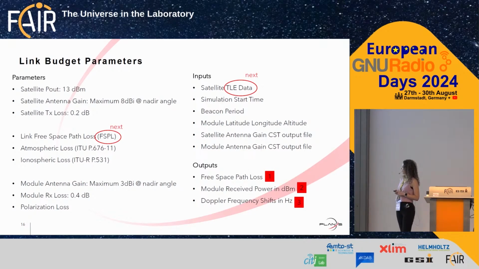The inputs are satellite TLE data. I'll explain later again what TLE data is. Simulation start time, beacon period, module coordinates, satellite and module antenna gain, CST output files. And as an output, we have 3 outputs: free space path loss, received module power in dBm, and Doppler frequency shifts.